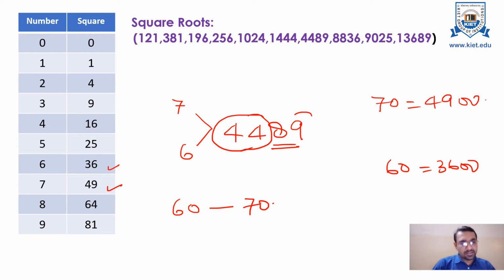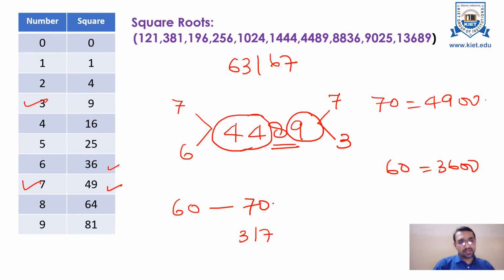Next, try to get the unit digit of the number. So here is the 9. How have you got the 9? You will get the 9 either by squaring 3 or by squaring 7. So 3 square will give you 9 or 7 square will give you 9. So the unit digit of this number could be 3 or 7. So the possible square root of this number could be 63 or 67.